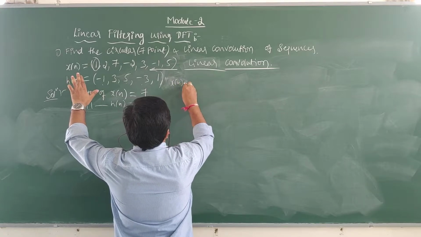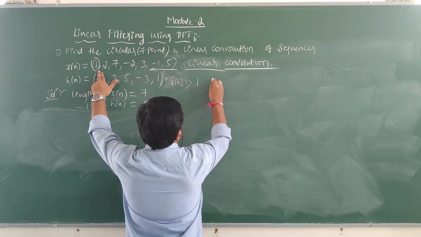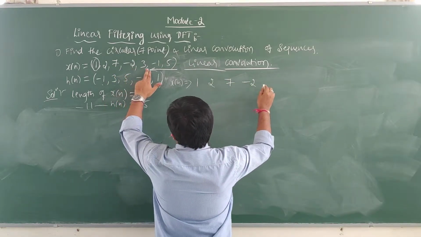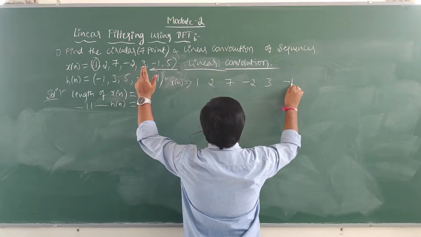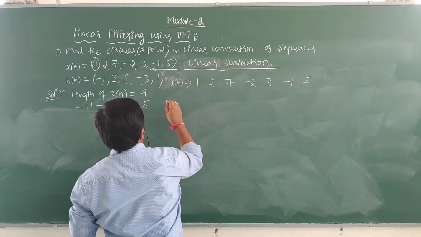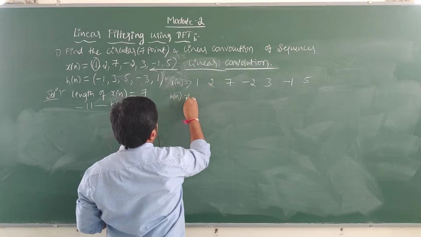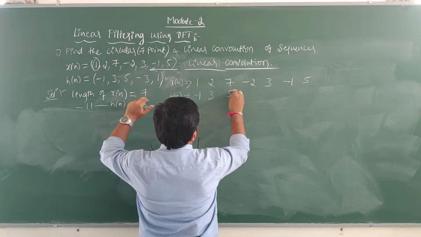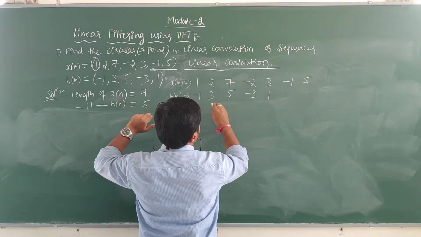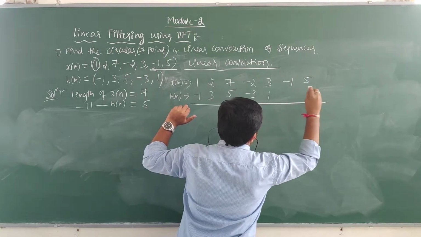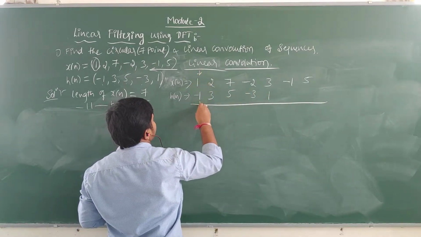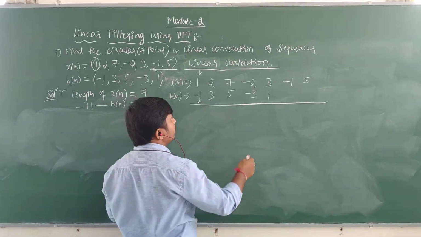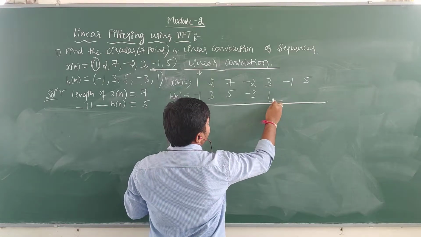So x of n is 1, 2, 7, minus 2, 3, minus 1, 5. And h of n is minus 1, 3, 5, minus 3, 1. Here this is the origin, here this is the origin. In order to perform the linear convolution, I need to multiply each sample from the right side.